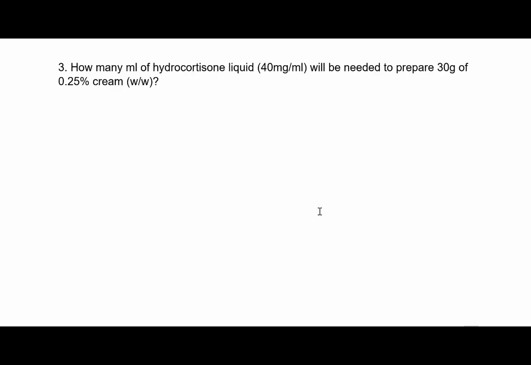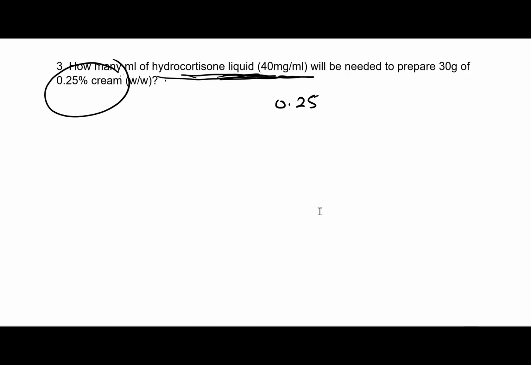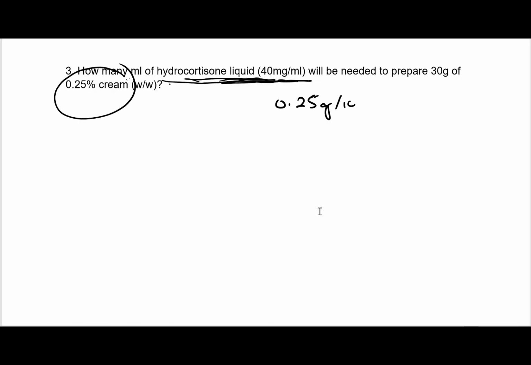How many milliliters of hydrocortisone liquid will be needed to prepare 30 grams of 0.25% cream? So it's a very different question here. I have an elixir or a syrup here. The concentration of that hydrocortisone liquid is 40 milligrams per ml. And I need to make hydrocortisone cream from that syrup. And the strength of that cream should be this. Okay? So let's start with the end. The strength of the cream I have to make is 0.25 grams per 100 grams because it's weight by weight.